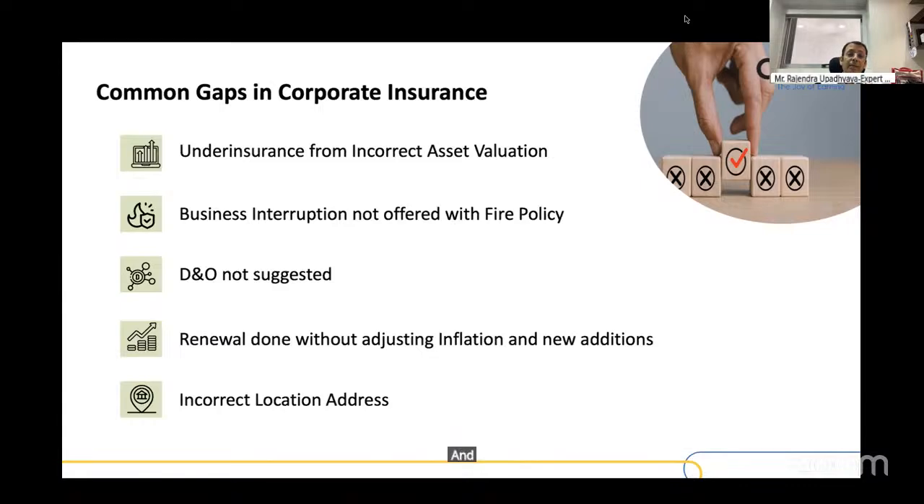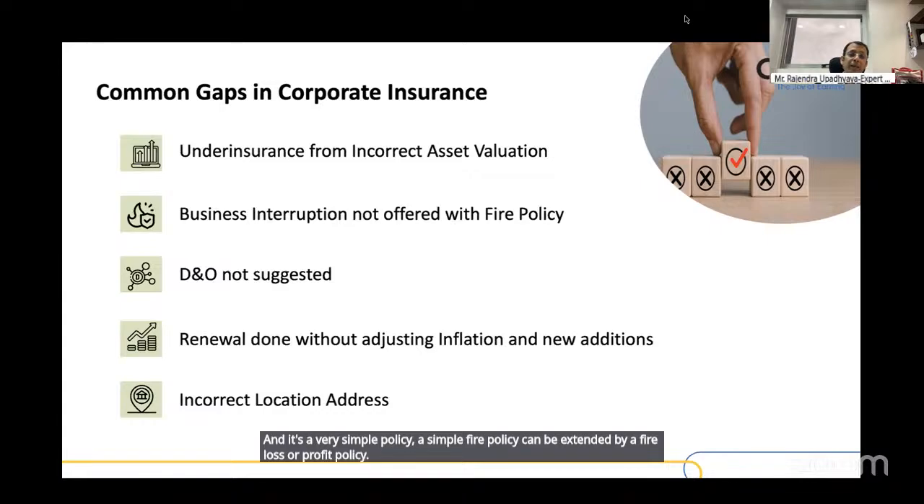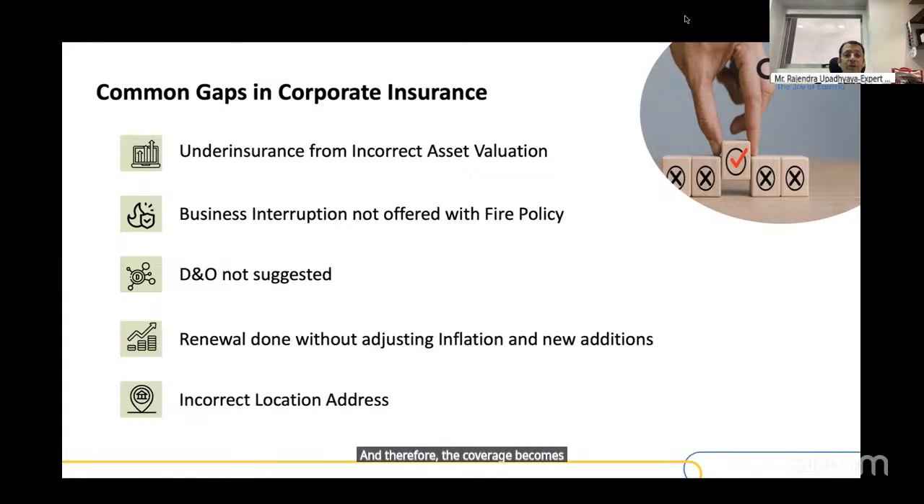And it's a very simple policy. A simple fire policy can be extended by a fire loss of profit policy. And therefore, the coverage becomes very, very comprehensive if this policy is taken.